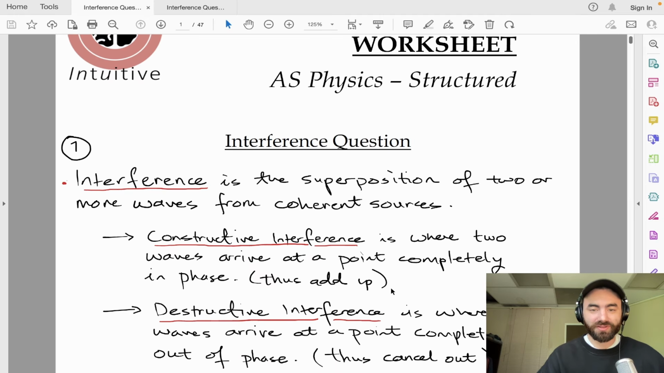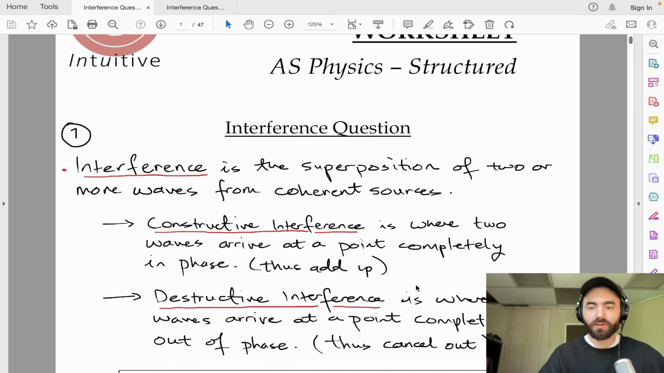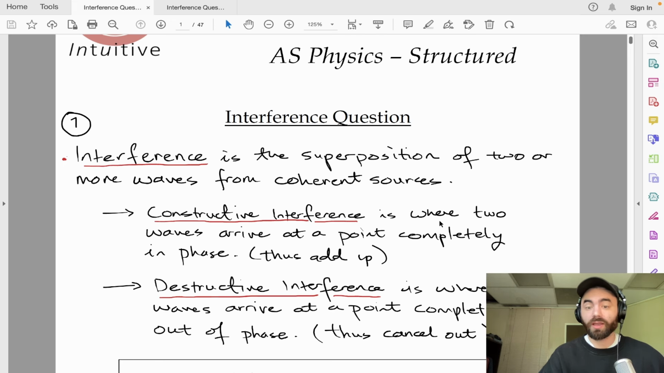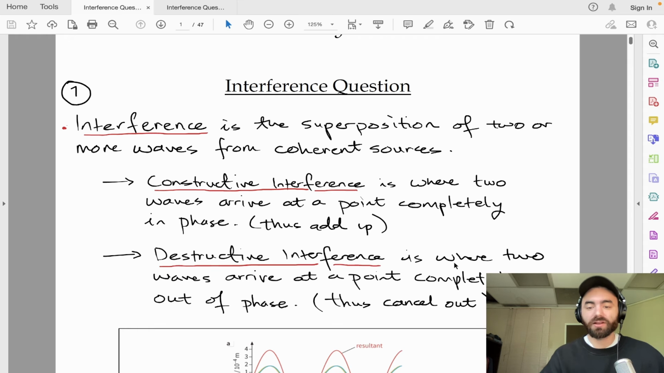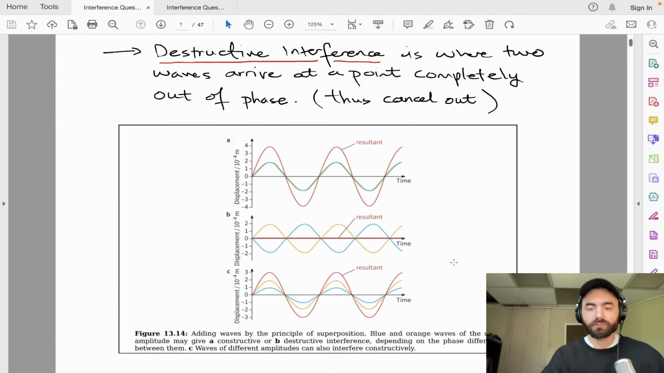So, interference. What is interference? This is the superposition we talked about. Make sure you've watched the first waves question video before this. It is the superposition of two or more waves from a coherent source, coherent meaning with a constant phase difference. We can have constructive or destructive interference. Constructive is when they arrive at a point in phase and thus add up, by the principle of superposition, adding their displacements. And destructive is when they're completely out of phase and thus completely cancel out.